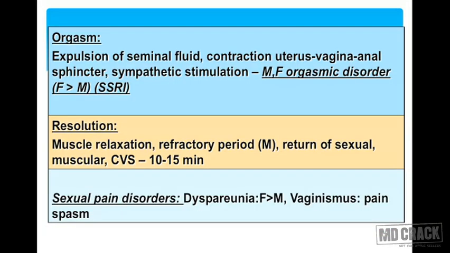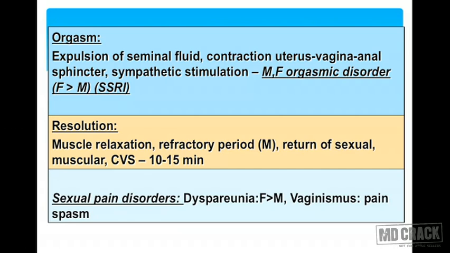I take you on to the next slide, and I show the next stage of the sexual response cycle, which is called the stage of orgasm, during which there is expulsion of the seminal fluid, there is contraction of the uterus, vagina, and the anal sphincter, and still there is sympathetic stimulation. And if the stage of orgasm is in trouble, then it's called male or female orgasmic disorder, or sometimes it's called anorgasmia. This is more common in females, and this particular stage is also in problem if you use antidepressant medications, namely tricyclic antidepressants, as well as, very predominantly, SSRIs, selective serotonin reuptake inhibitors.